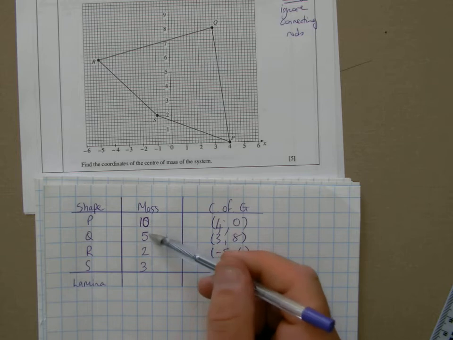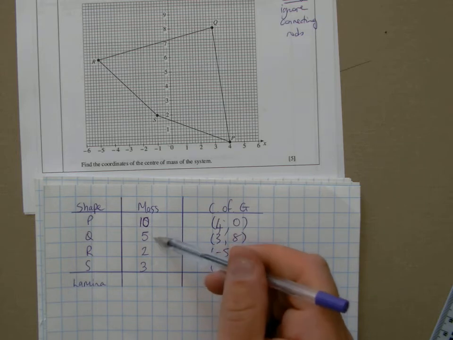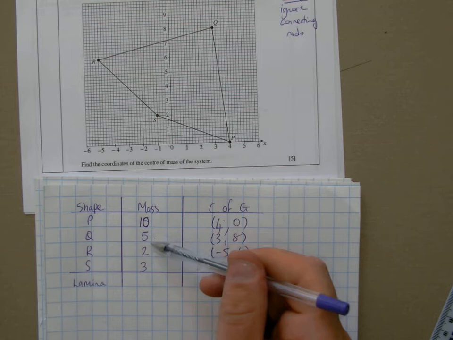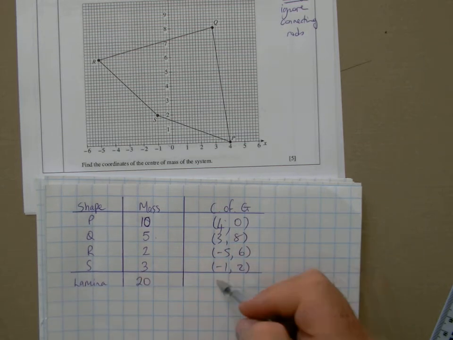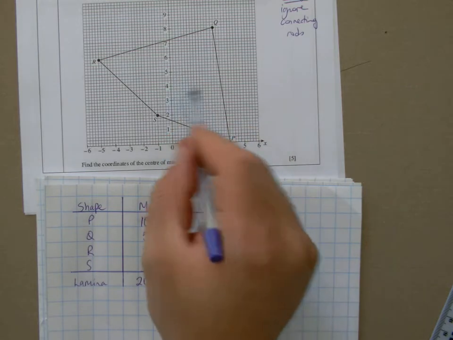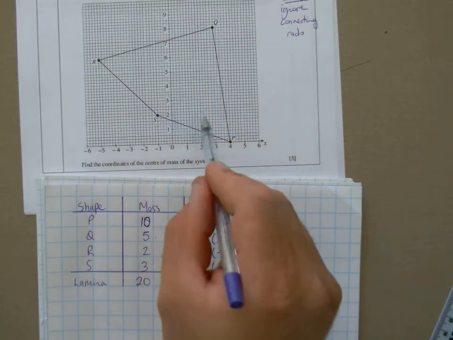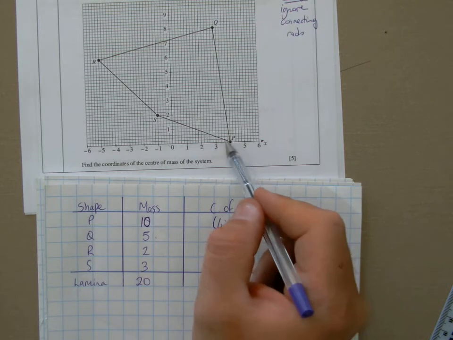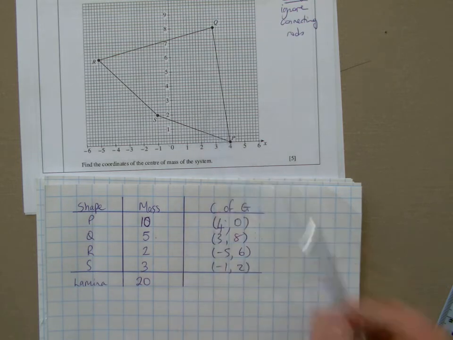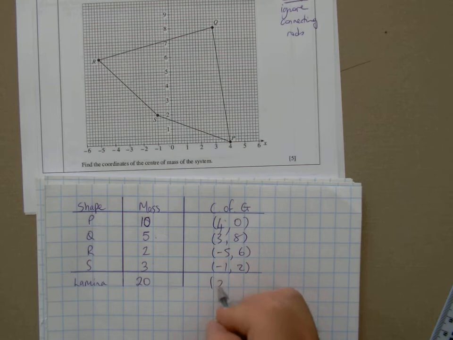So I've just got to add these, and I'm adding them because nothing's been taken away. It's not as if something's been cut out. So if I add them, that comes to 20. And in terms of where the center of gravity is, it's going to be somewhere in the middle here, somewhere between them, perhaps closer to P, because P is the heavier mass. It'd be around here somewhere maybe. But we're going to call it x bar, y bar, the coordinate. I don't know what that is, but we'll work it out now.